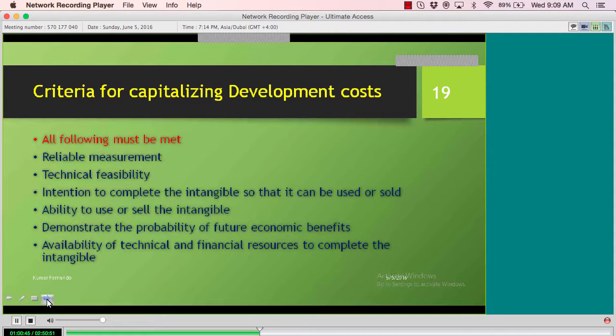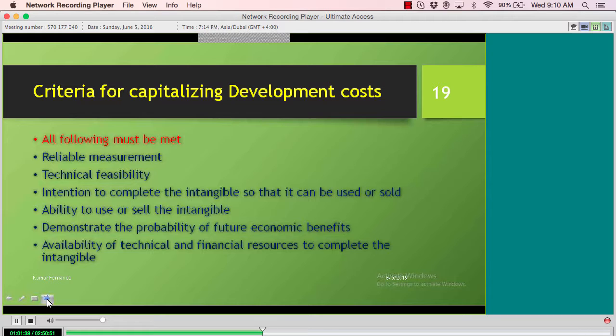So, these are the criteria. The development expenditure, whatever you incur, should be reliably measured. The particular design or the product or the innovation is technically feasible. And your intention is to develop the product, so that it can be either used in your business or you can sell it to another party. You can demonstrate, you can prove that it is going to bring future economic benefits. For example, you develop a new car model, which is going to be low consumption on petrol or something like that. So you develop, all that development expenditure can be capitalized, provided you find that the car can be produced and it can be sold and you can make profit.